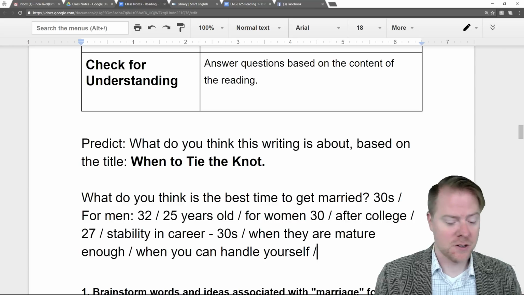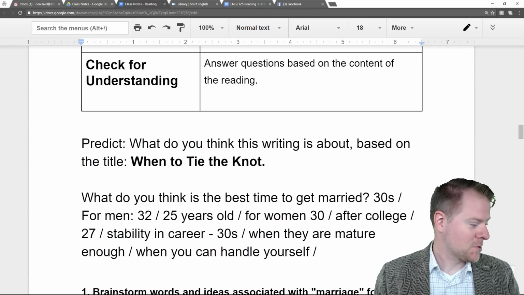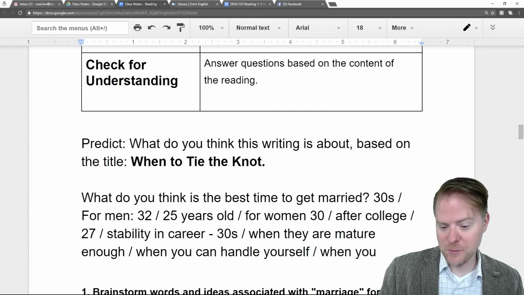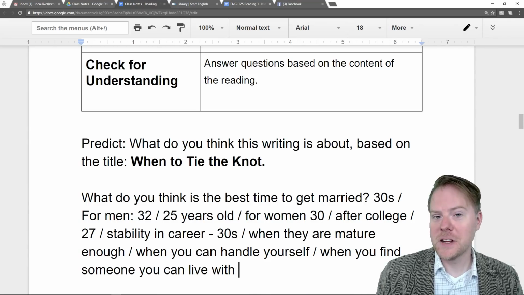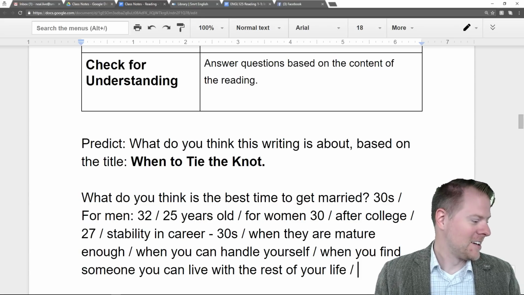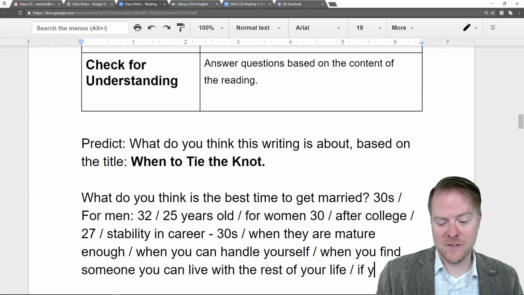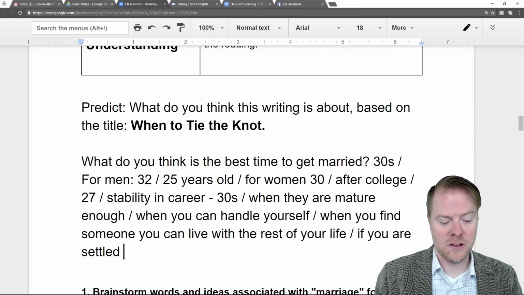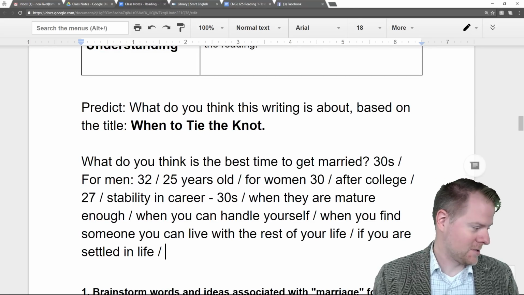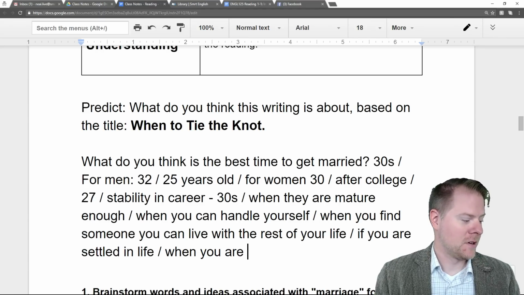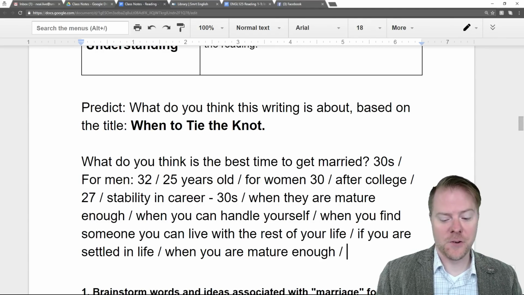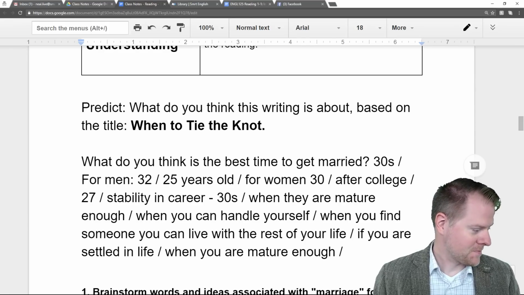Maybe it's more of a personal thing. Good. Yes, when you find someone, when you find that special someone. When you find someone you can live with the rest of your life. Good. If you are settled in life, yes. Again, if you're personally settled, if you're already settled down, when you are mature enough. So another vote for maturity.